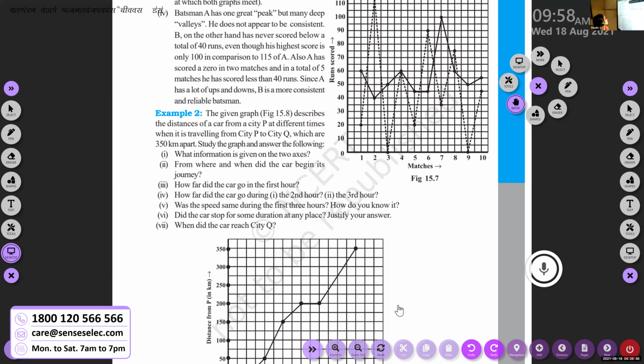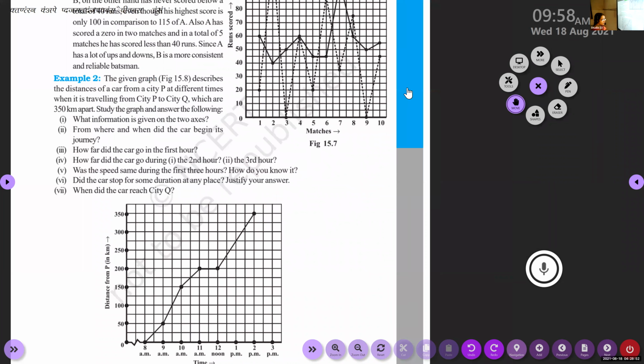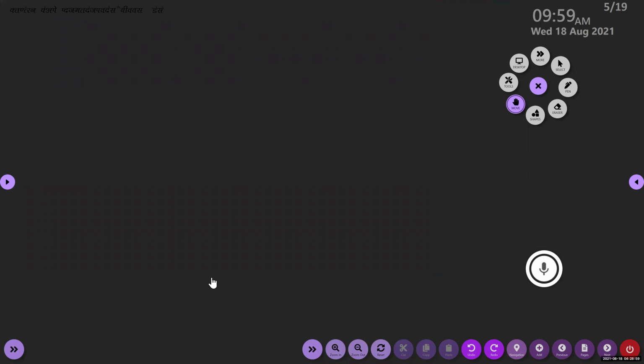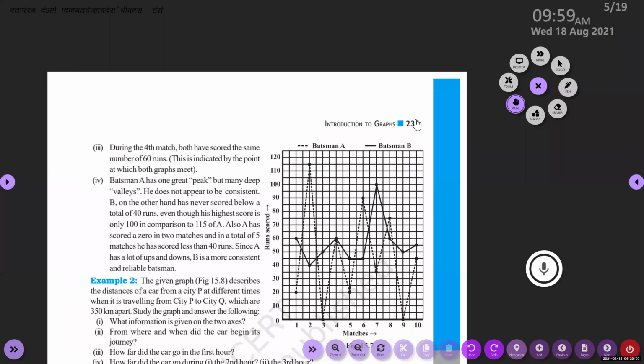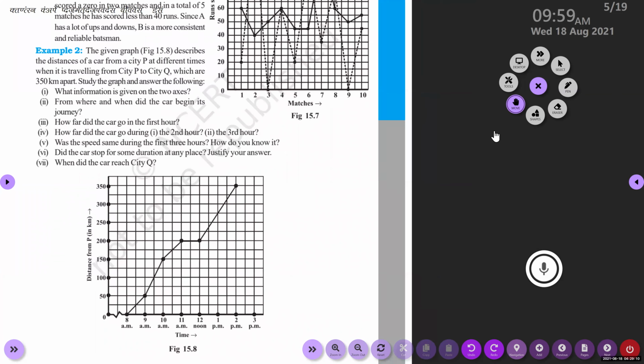Ziad, read question number 2. The given graph describes the distance of a car from a city P at different times when it is traveling from city P to city Q, which are 350 kilometers apart. Study the graph and answer the following. The distance between city P and city Q is 350 kilometers.